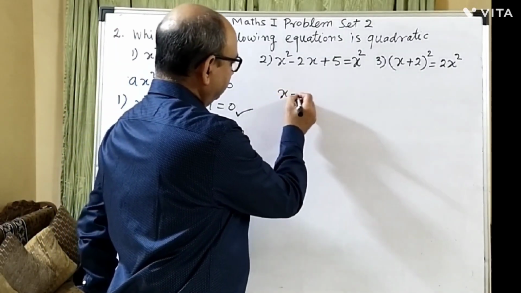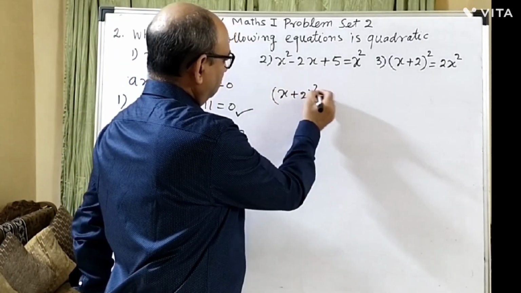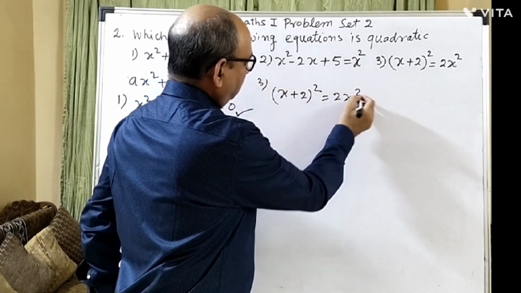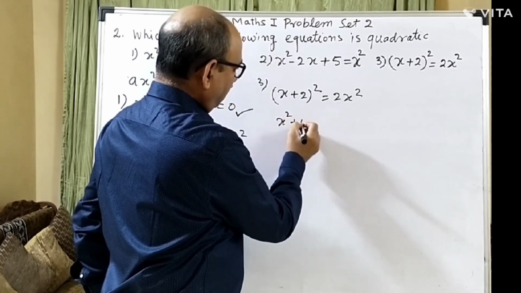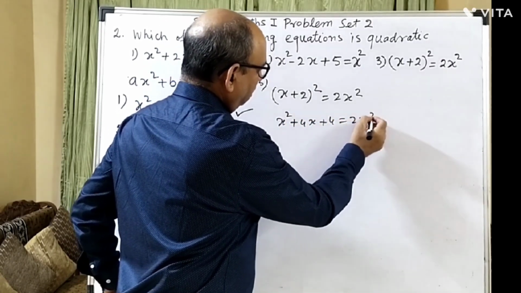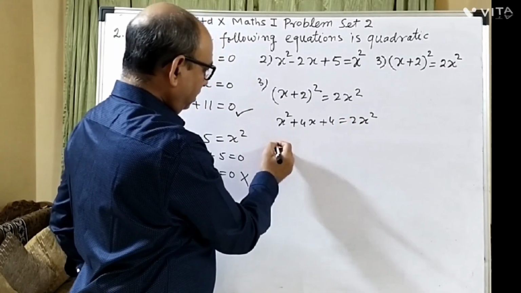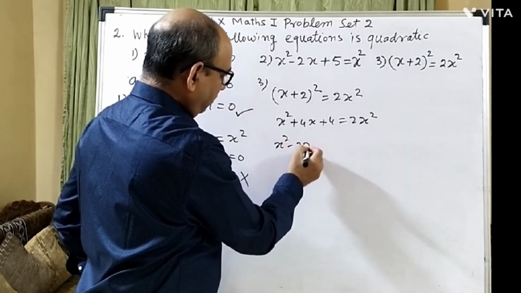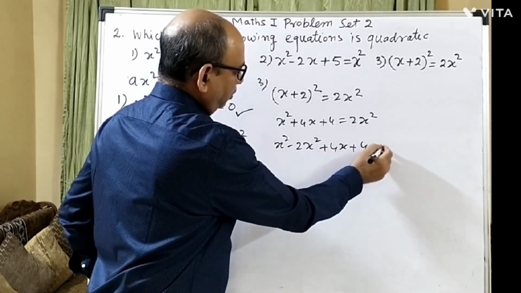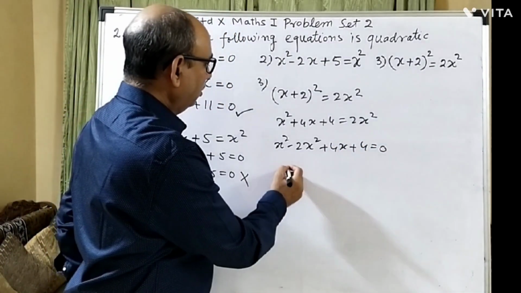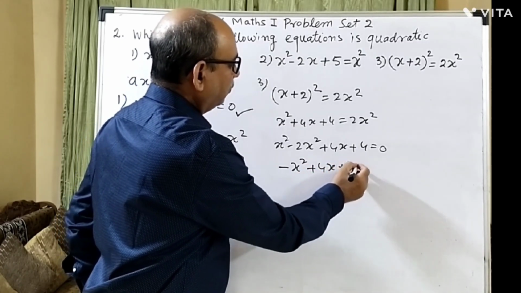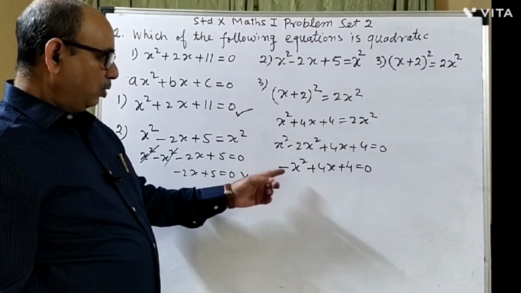x plus 2 whole square is equal to 2x square. x square plus 4x plus 4 is equal to 2x square. Transpose it on the left side. x square minus 2x square plus 4x plus 4 is equal to 0. This is minus x square plus 4x plus 4 is equal to 0.